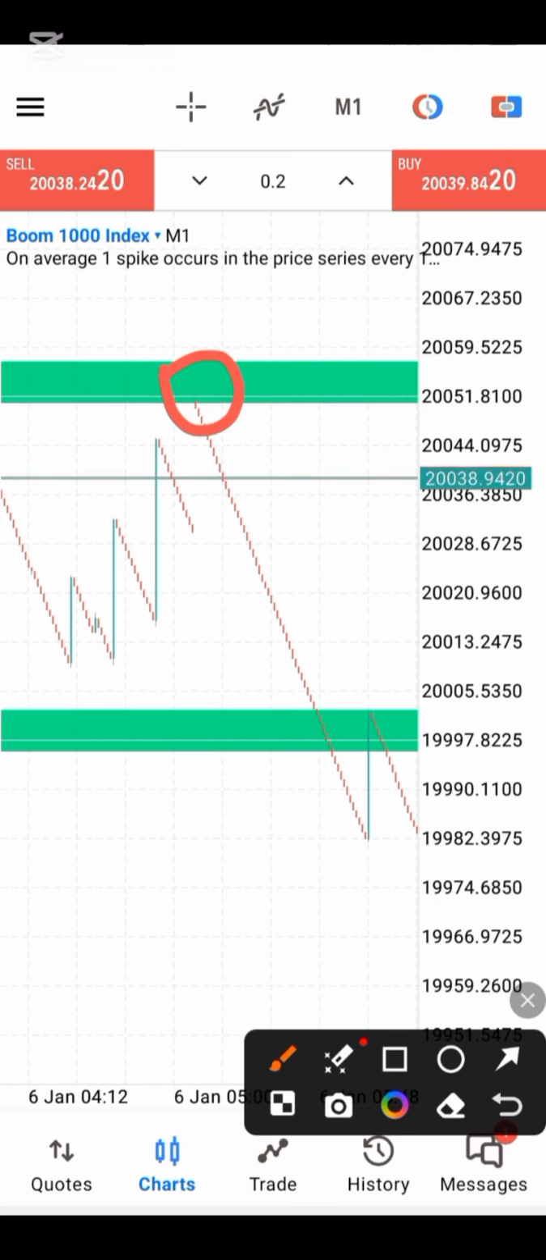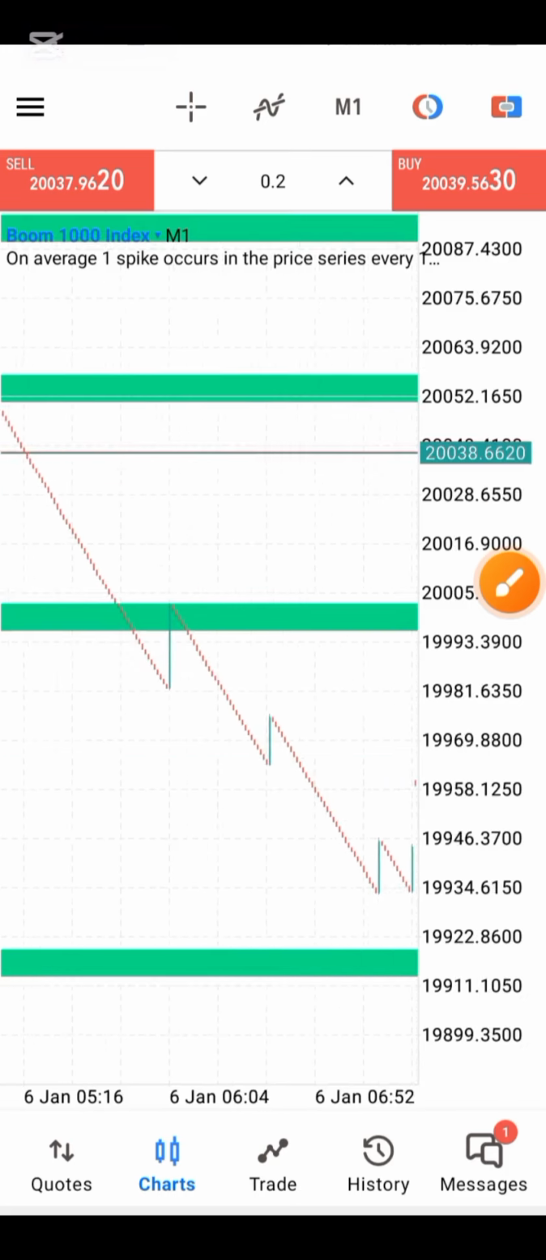So as the price gets to this zone, you look out for the immediate structure, which is this. Then you'll be waiting for the break of that structure. After a 1 minute candle closes below that structure, you enter for sell immediately. That is for boom. You enter for sell.